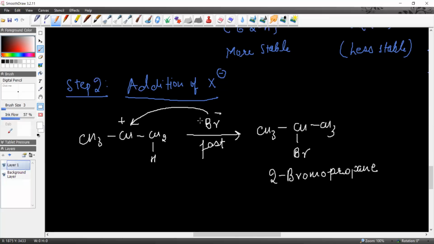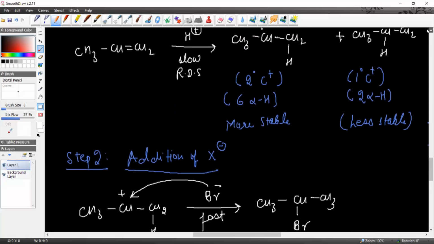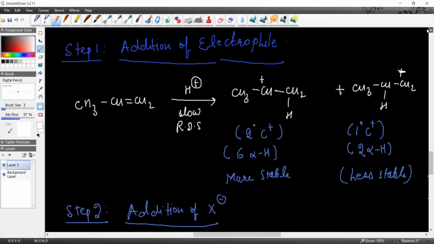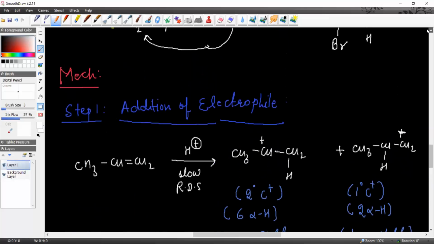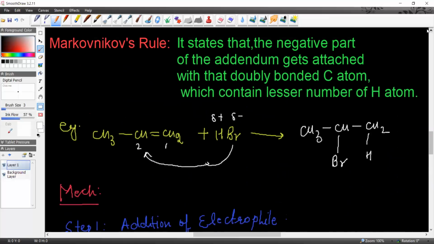As we see, the negative part of the addendum is attached to that doubly bonded carbon atom which contains the lesser number of hydrogen atoms. So this is the Markovnikov rule. Basically, what is the purpose of the Markovnikov rule? Markovnikov's rule tells you about the addition of HX to an unsymmetrical alkene. Hope you understand well. If you have any problem, I am opening the option of chat and you can message me if you have any doubt in this concept.